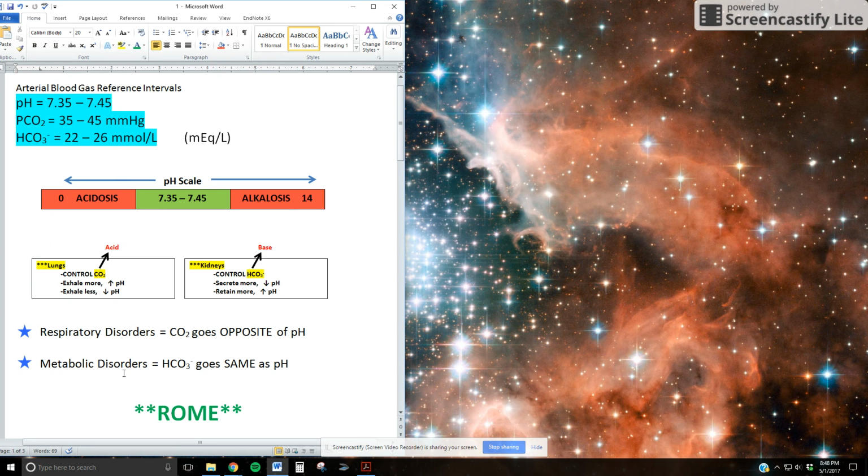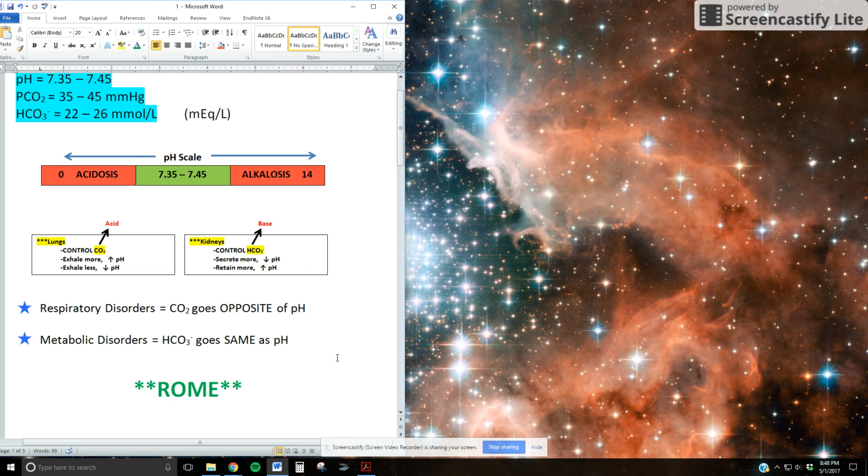For metabolic disorders, the bicarbonate goes the same as pH. You can remember that with the acronym ROAM. So respiratory is opposite, metabolic is equal or the same. So really, if you come away with nothing else, try and remember these general guidelines or rules, as I like to think of them.